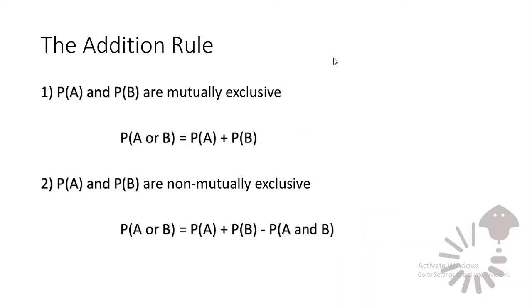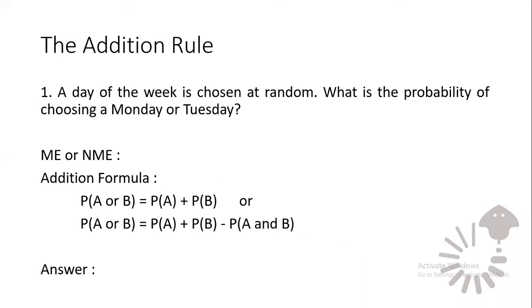So let's do your assignments. Answer them using these formulas. Let's start with number 1. A day of the week is chosen at random. What is the probability of choosing a Monday or Tuesday? So pili daw tayo ng isang araw sa isang linggo. Ano yung probability na mapili natin is Monday or Tuesday? Is this mutually exclusive or non-mutually exclusive events? Anyone? Yeah, mutually exclusive siya, ma'am. Okay, for Edgar, it's mutually exclusive, which is correct. So it can only be either Monday or Tuesday. Hindi pwedeng both.